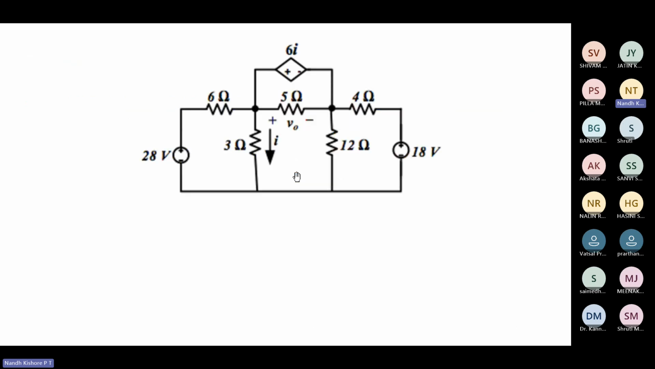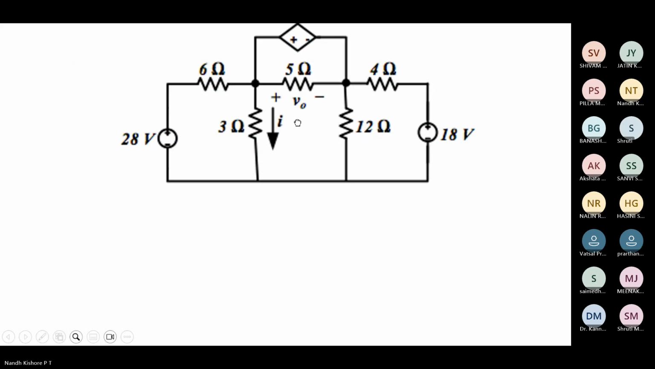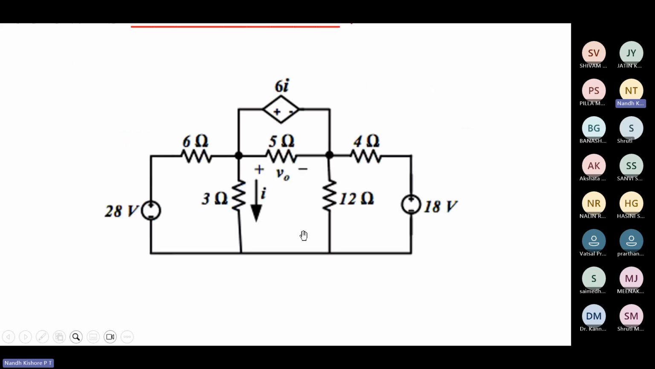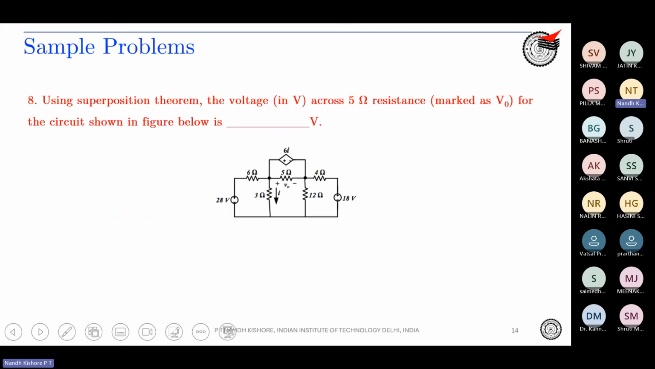That is this particular resistance. Okay, the 5 ohm resistance is how much? That is V naught. Note that in this circuit you have two independent sources and also a dependent voltage source, which is 6I. I is the current flowing through this 3 ohm resistor. Observe over here, there is a current flowing through this 3 ohm resistor.